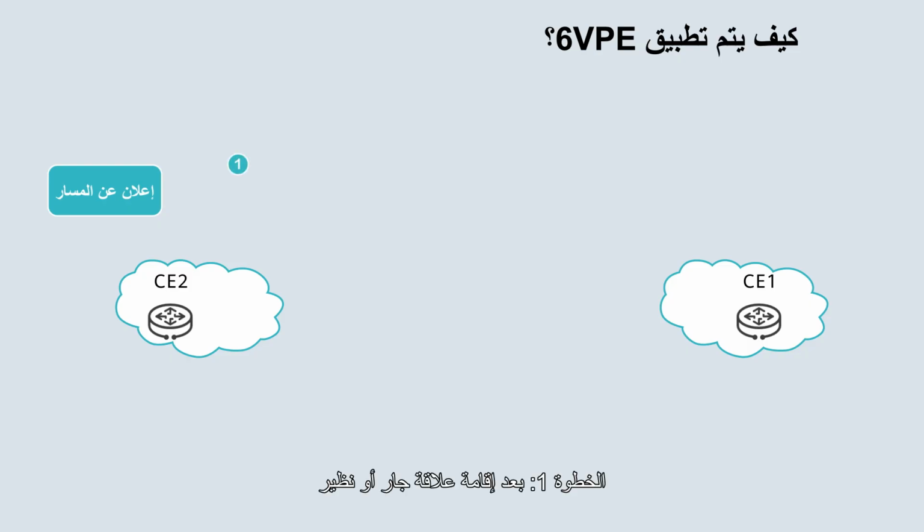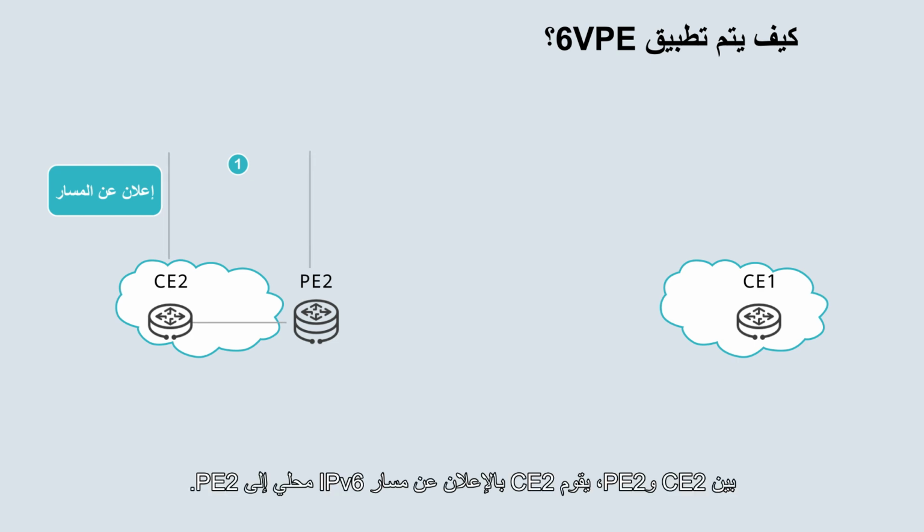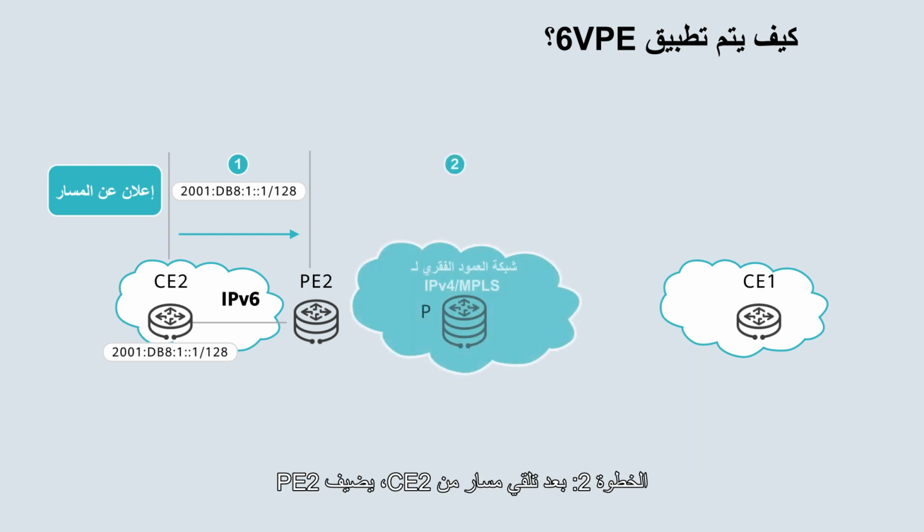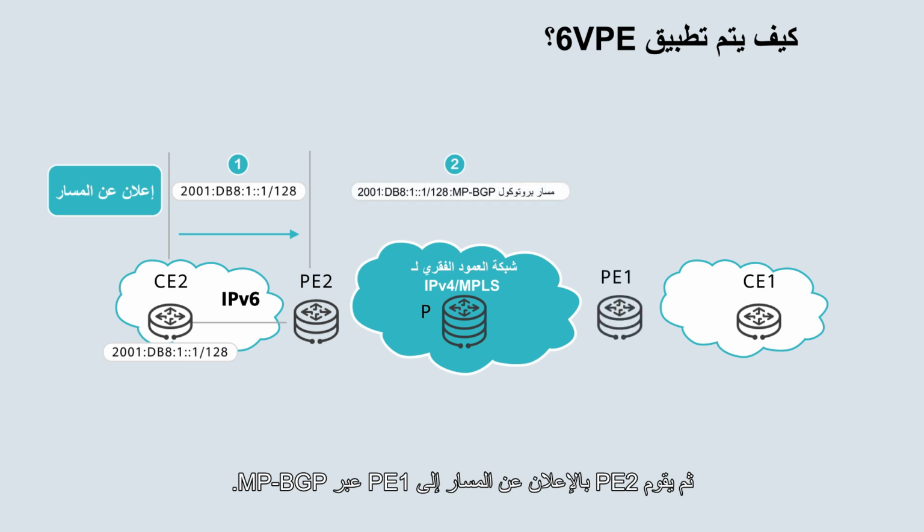Step 1. After a neighbor or peer relationship is established between CE2 and PE2, CE2 advertises a local IPv6 route to PE2. CE2 and PE2 use a standard IPv6 routing protocol for communication. Step 2. After receiving the route from CE2, PE2 adds an RD prefix to the route to convert it into a VPN IPv6 route. PE2 then advertises the route to PE1 through MP-BGP.